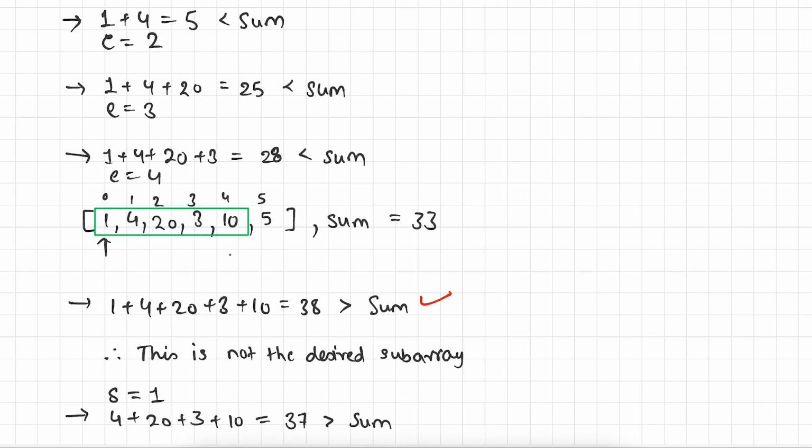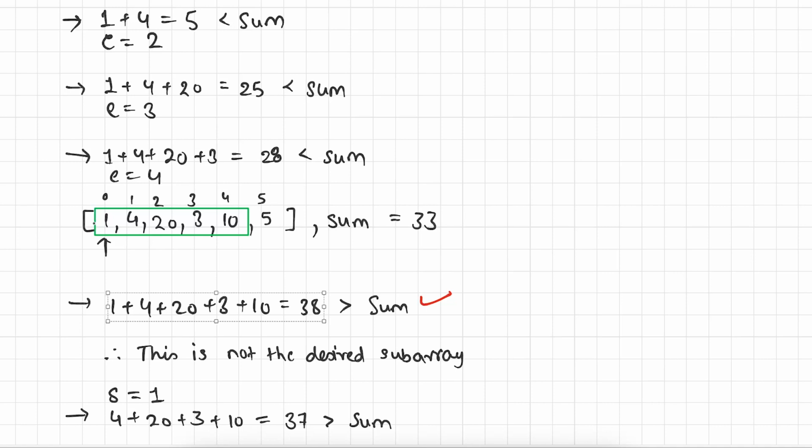We can conclude that, right? This is clear from these two steps: before we added 10, the sum was 28, and as soon as we add 10, the sum becomes greater than 38. So in that case, we simply remove 1. And how are we going to remove 1? We simply shrink the window size by 1.